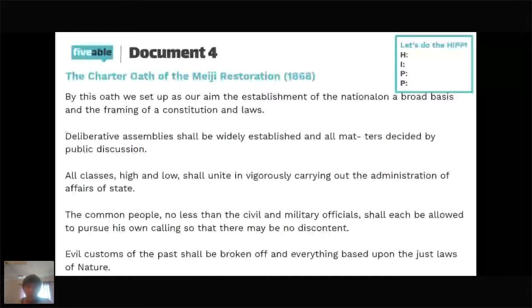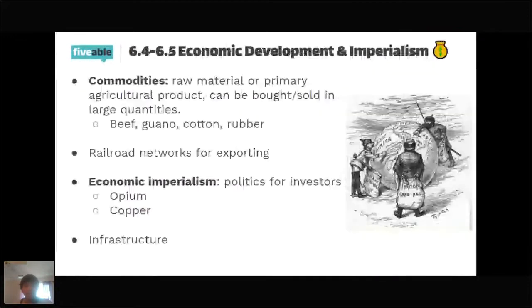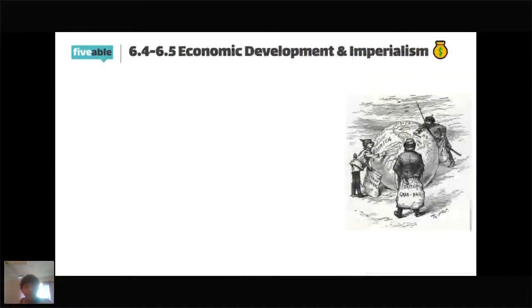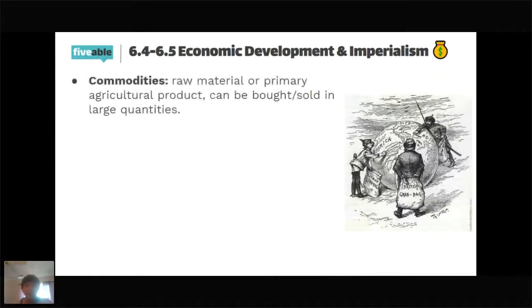Okay, let's see. I have 3 minutes, so I'll try to. Remember how we skipped over that other topic because of the poll. So real quick, during this time period, we had commodities. By definition, they're raw materials.